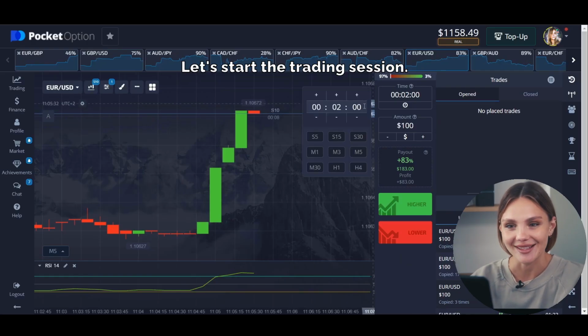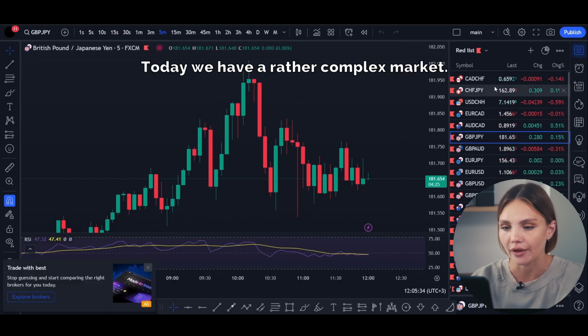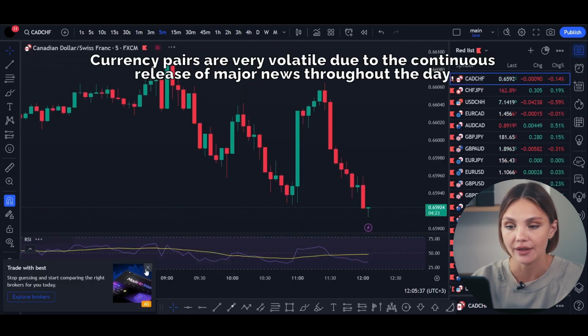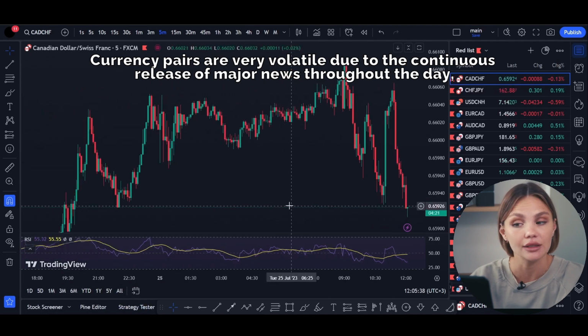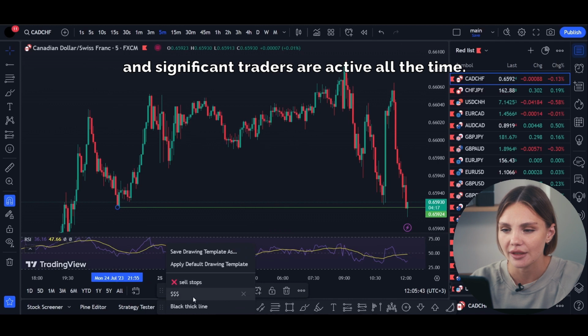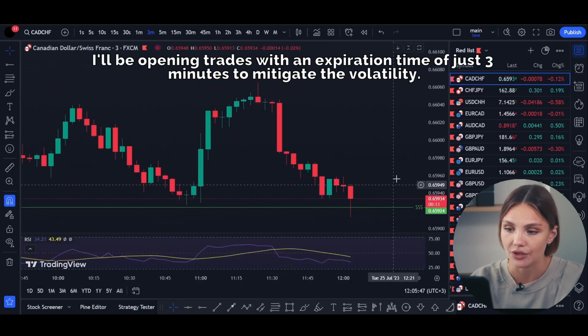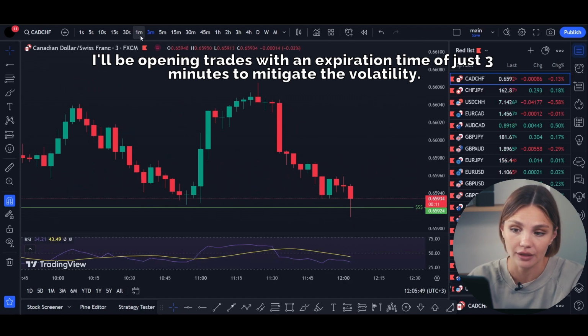Let's start the trading session. First, a general market overview. Today we have a rather complex market. Currency pairs are very volatile due to the continuous release of major news throughout the day, and significant traders are active all the time. I'll be opening trades with an expiration time of just 3 minutes to mitigate the volatility.